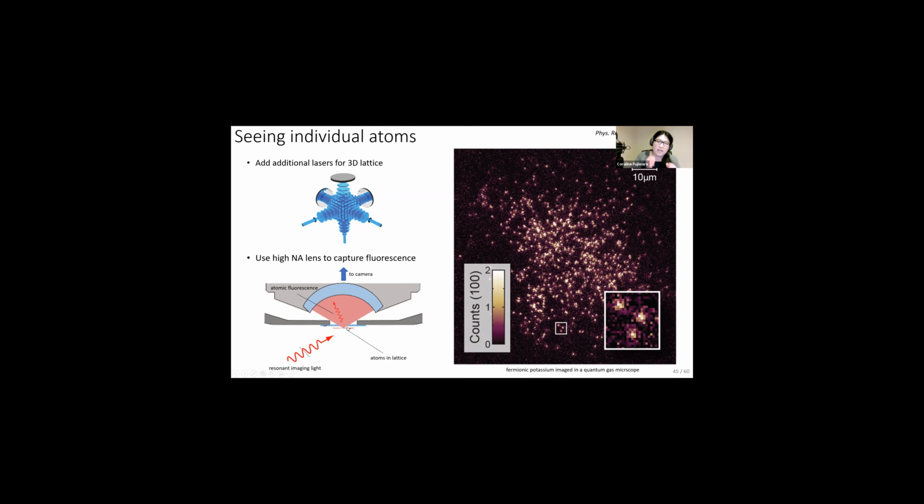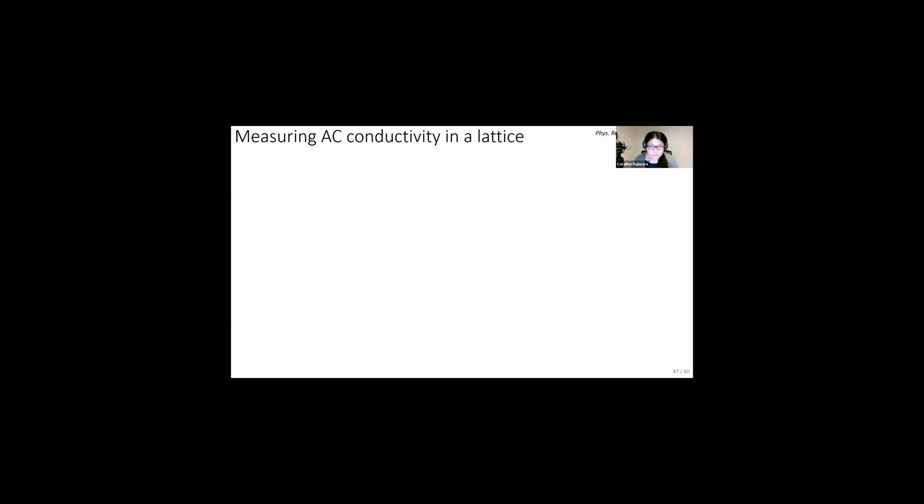And we're going to shine resonant light on them. And as these atoms, again, they're going to absorb these photons and re-emit them. If I have a lens which is really close to them, which is this sort of blue thing here, I can capture the fluorescence of each of those individual atoms and then put that fluorescence onto a camera. And that allows me to see individual atoms inside a lattice. And that's what this picture is here, is that each of these bright spots corresponds to a single atom absorbing and then re-emitting this resonant imaging light that I'm applying. And in the interest of time, I'll quickly go over this.